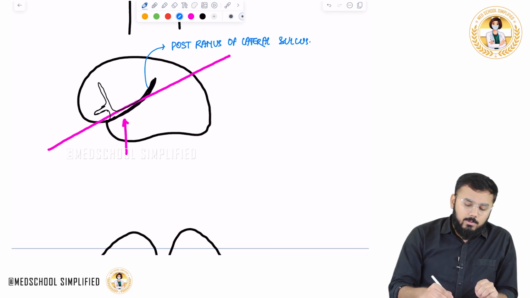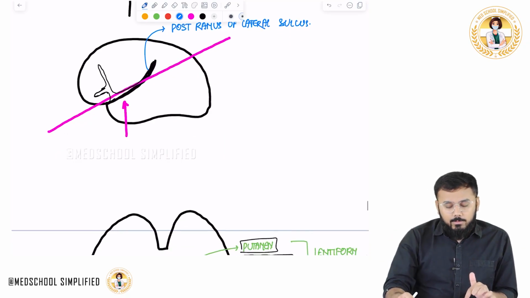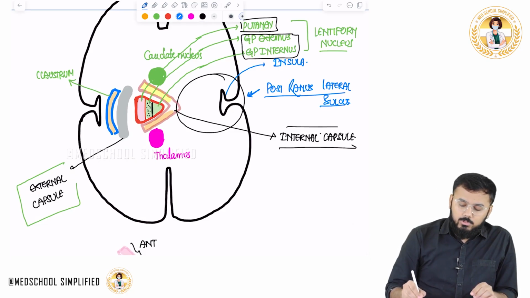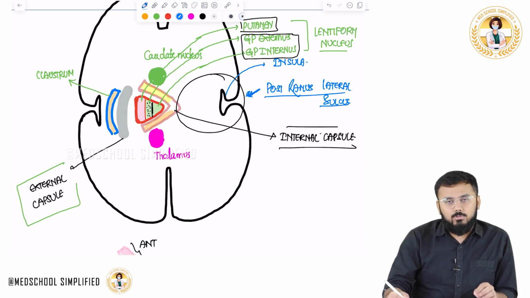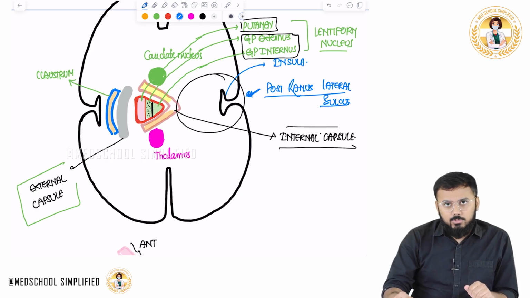So what I'm doing is making a section along the lateral sulcus. When I make a section along this lateral sulcus, this is how it looks. This groove inside is called the posterior ramus of your lateral sulcus. So here, what are the important things you need to know? We discussed something called the lentiform nucleus.